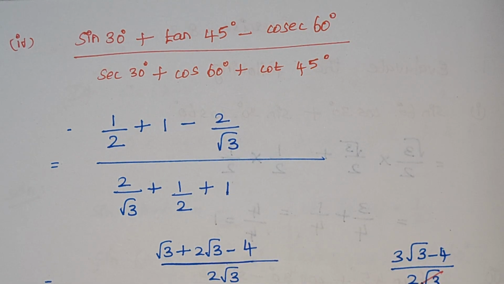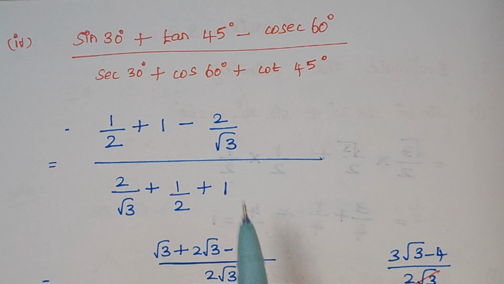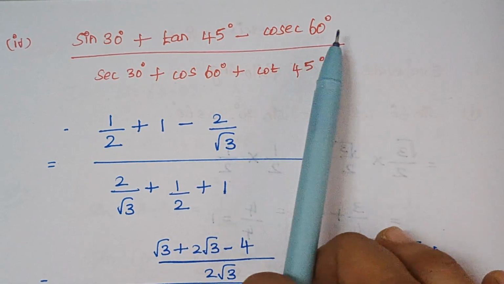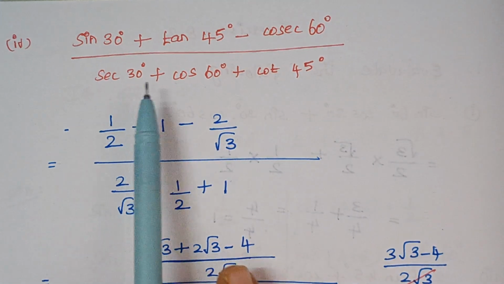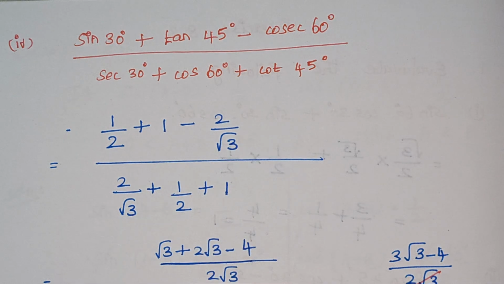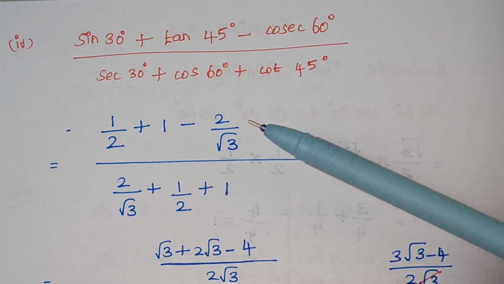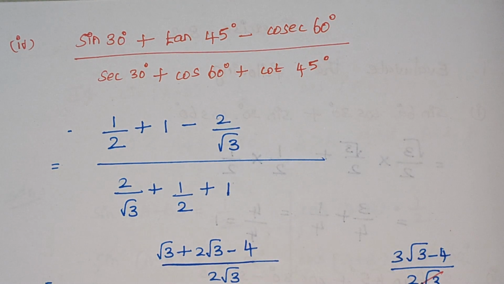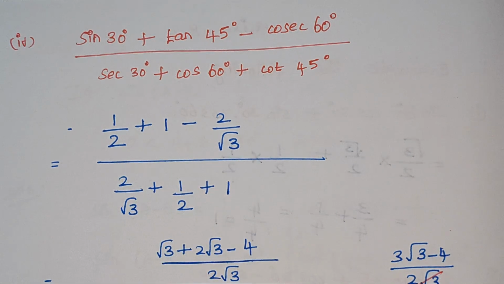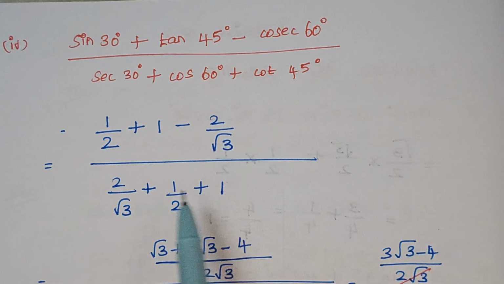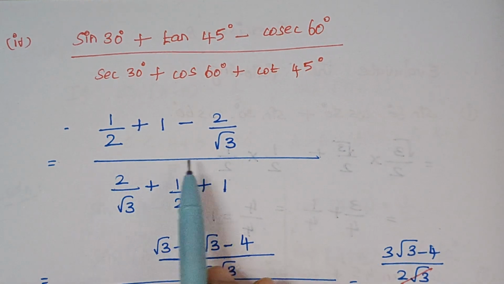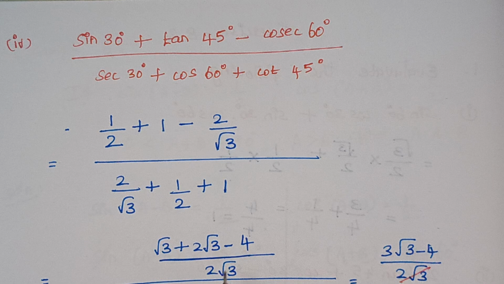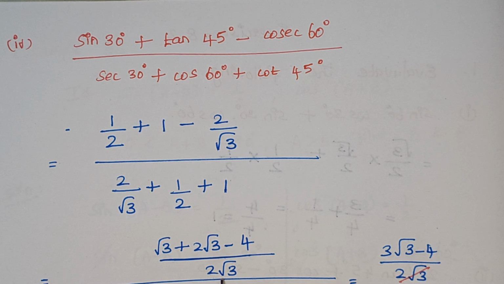Now the fourth question of our first problem: sin 30 plus tan 45 minus cosecant 60 divided by secant 30 plus cos 60 plus cot 45. So again the same thing, just substitute the values. Once the values are substituted, you see here we are having plus and minus signs, therefore it is compulsory to take LCM. For this we are having one element as 2 and another element as root 3. Therefore, the denominator should be 2 root 3.